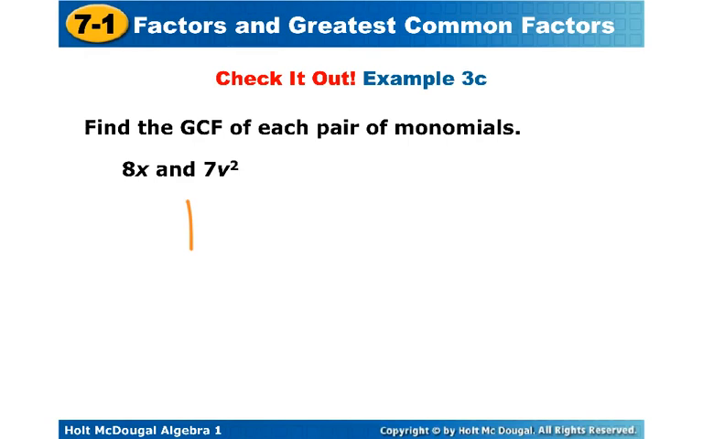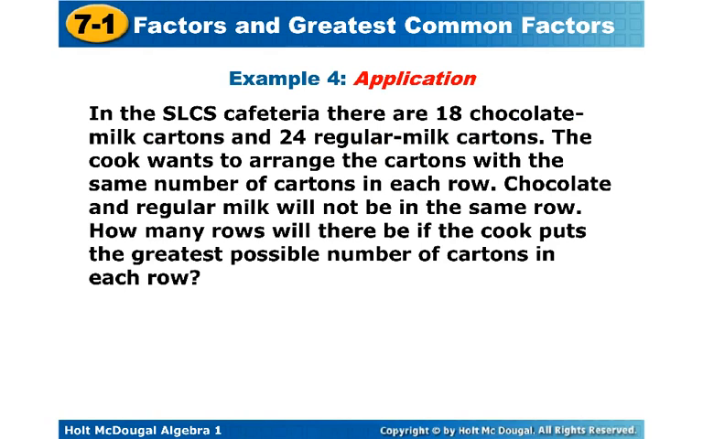So what we're going to do now is we're going to try some application problems. So getting started with this first one here. In the SLCS cafeteria, which all of you are missing so much, all of that wonderful food, there are 18 chocolate milk cartons and 24 regular milk cartons. The cook wants to arrange the cartons with the same number of cartons in each row. They're having a little bit of OCD today. Chocolate and regular milk will not be in the same row because you can't mix the two. How many rows will there be if the cook puts the greatest possible number of cartons in each row?